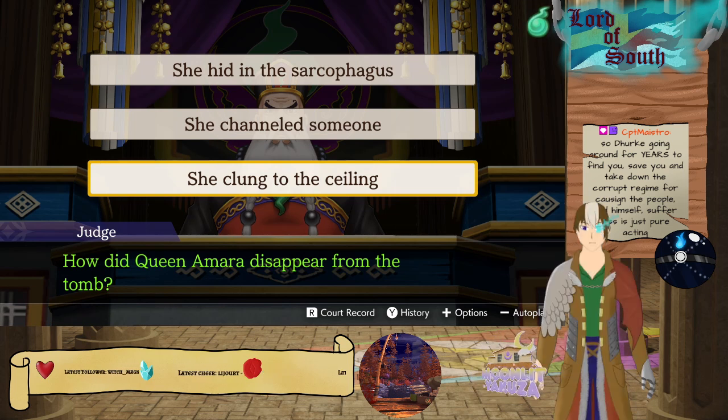She clung to the ceiling. Gremlin up there like, haha, you can't see me.